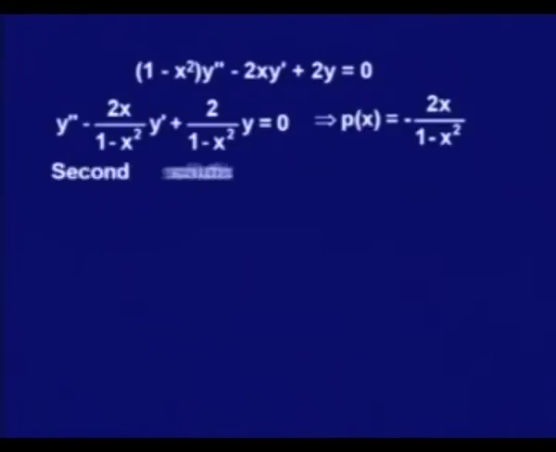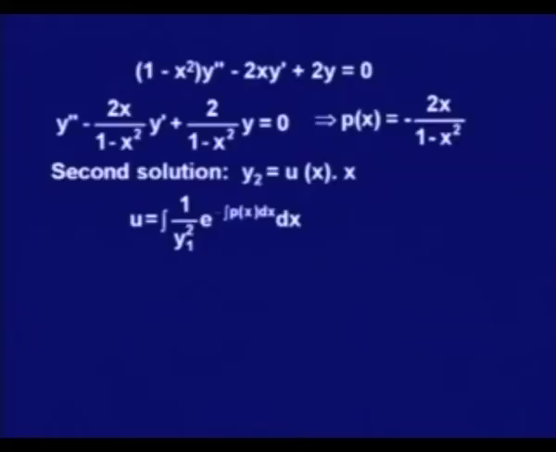Now, the second solution would be u times x, since x was the first solution. We can obtain this u by substituting y2 dash and y2 double dash in the given equation, but we are not going to do that. I am just going to use the formulation. Just now we obtained the formula for finding u, that is, integral of 1 upon y1 square e to the power minus integral p x dx.